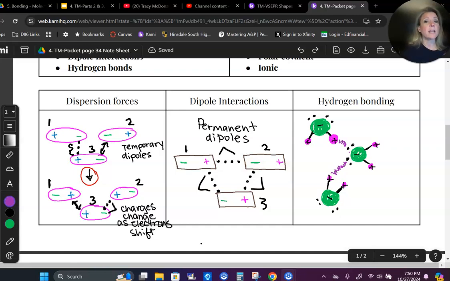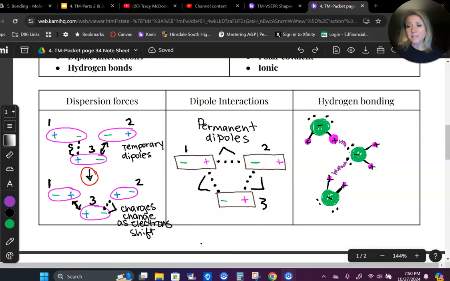Dipole interactions, because they occur between molecules that are permanently polar, are going to be stronger than dispersion forces. Are there dispersion forces at work here between these permanent dipoles? Yes, there are. So if I asked you between numbers 2 and 3, what forces exist, you would say dispersion forces and dipole interactions.